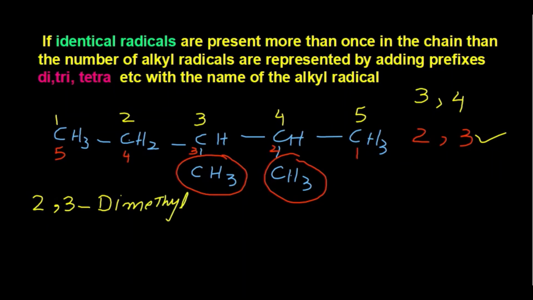And what is the name of the parent chain? In the parent chain, how many carbon atoms are there? There are 5 carbon atoms in the parent chain, so its name starts with pent. Penta shows there are 5 carbon atoms. All carbon atoms are connected with the help of single covalent bonds.